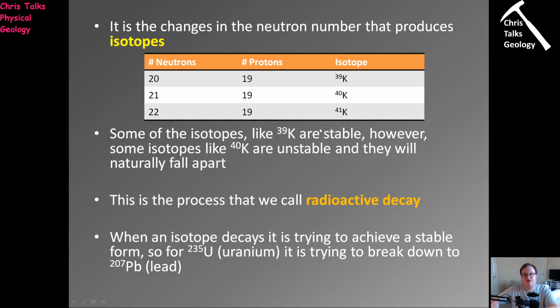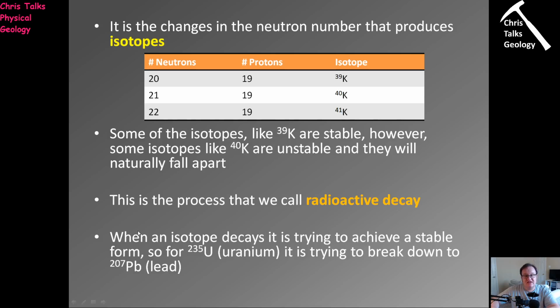Now, some isotopes are stable, so that's great. However, some isotopes are going to be naturally unstable, and they will fall to pieces. And this process of an isotope falling to pieces is called radioactive decay.